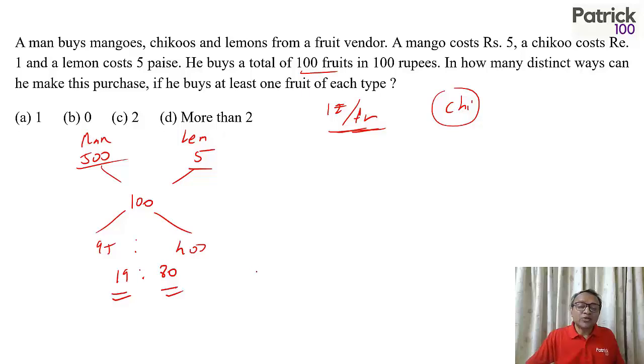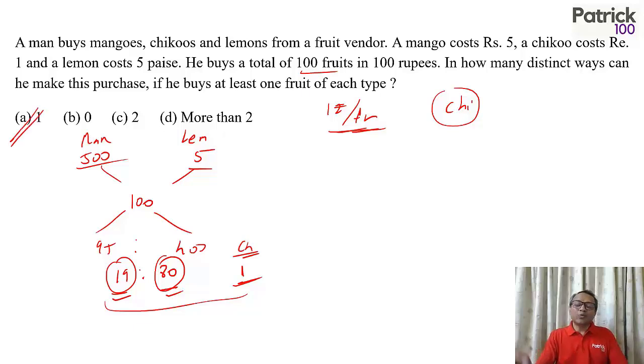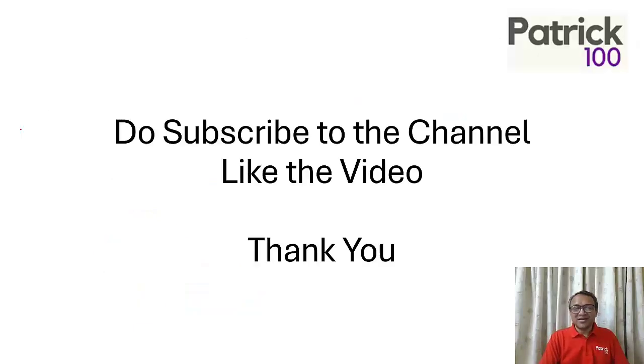So these are 99, so the remaining 1 has to be chiku. That's the only way I can go. If I double it, it becomes more than 100: 38 mangoes and 160 lemons, not possible. So the minimum ratio I can get is 19 mangoes, 80 lemons and 1 chiku, 100. There's only one possibility. A option is the answer, right?